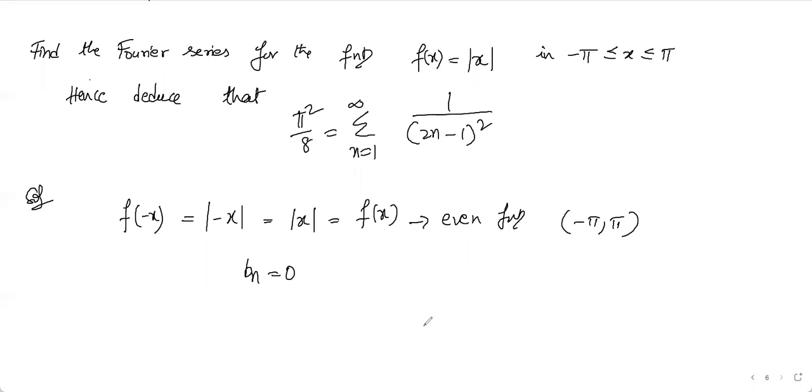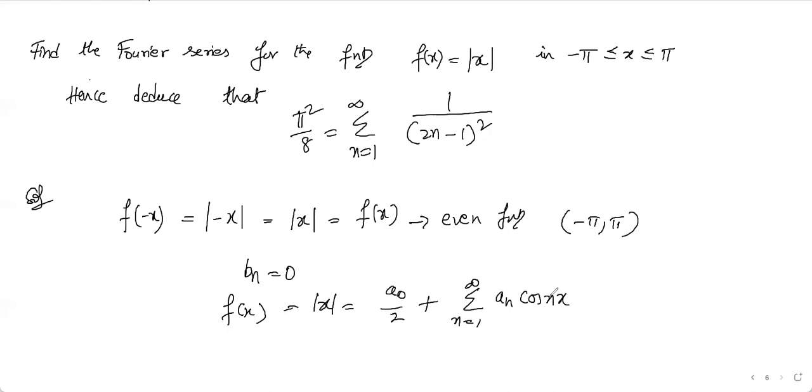Now the function f of x is mod x over the interval minus pi to pi. So f of x is a naught by 2 plus summation n equals 1 to infinity an cos nx.